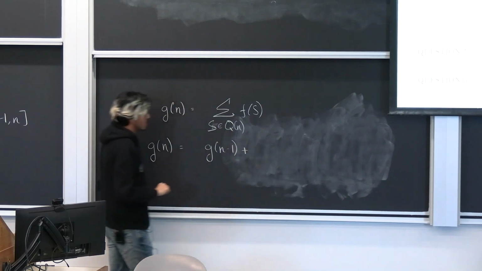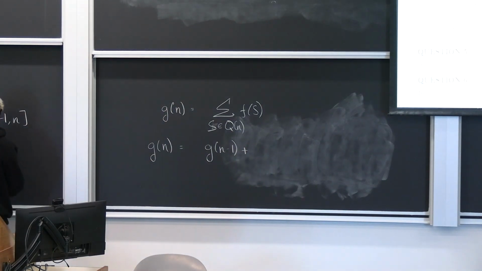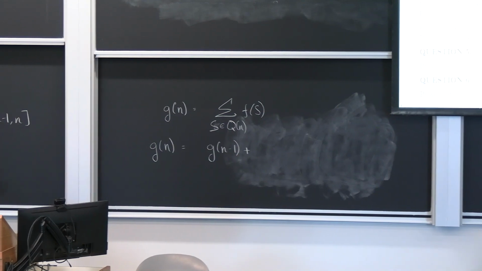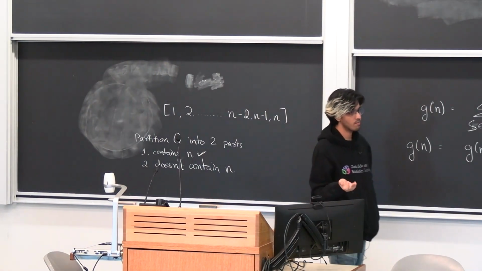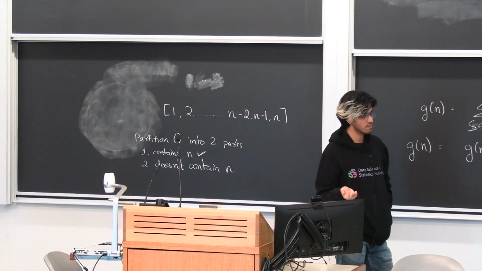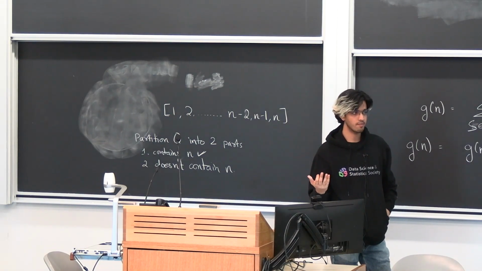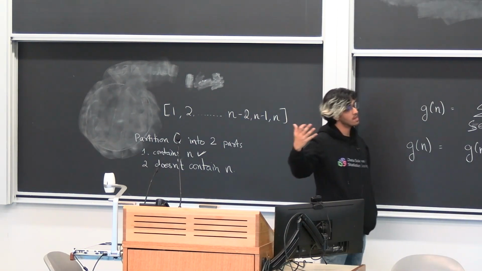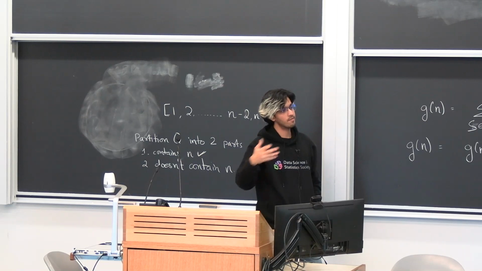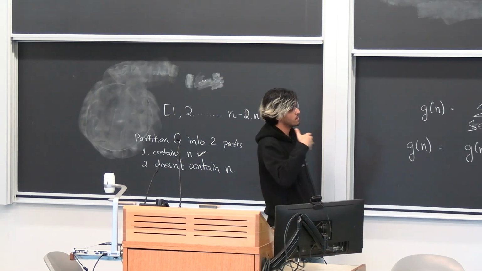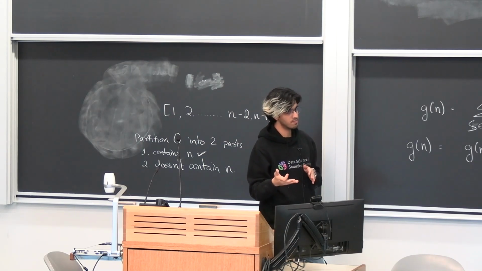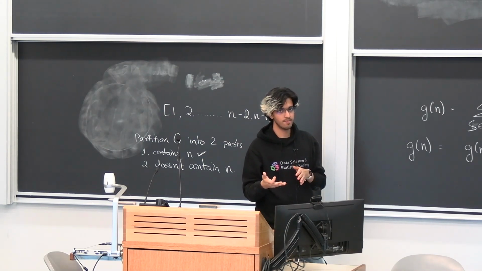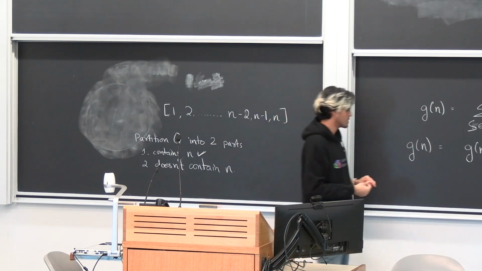Okay, but if n is in the subset, what happens? Can I have n minus 1 also in that set? I can't, right? It's non-consecutive. So if I put n in it, I'm only allowed to have the rest of my elements be non-consecutive from 1 through n minus 2. Does that make sense? Yeah. Great.